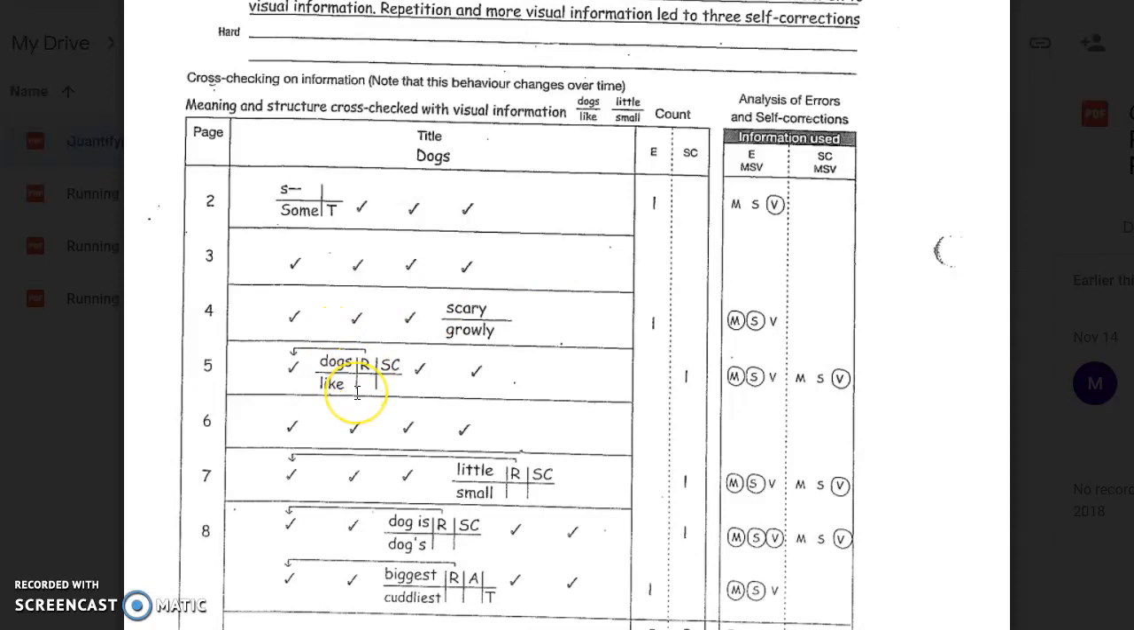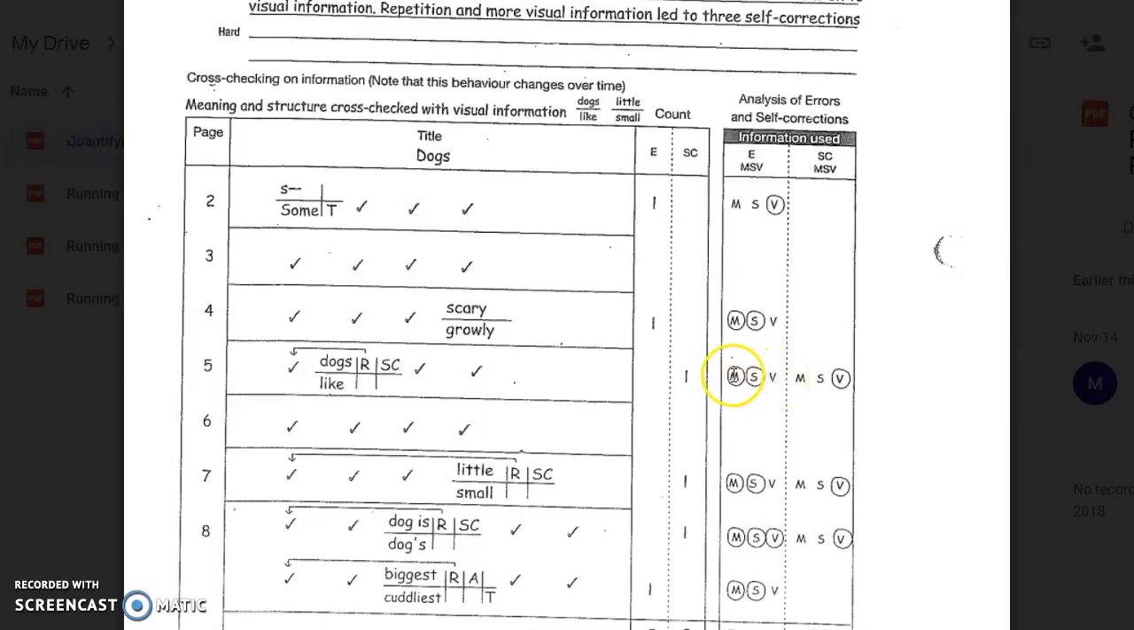Moving to dogs for like. This is the first self-correction. When we have the analysis of the errors and self-corrections, we write MSV in both columns. The reason is that we want to know what the child relied on when they erred and what the child relied on when they self-corrected. For dogs for like, M and S are circled, which says the child relied on meaning and structure and not graphophonics, which we can agree with because it has no letters in common.